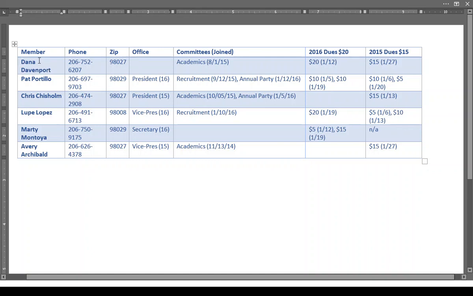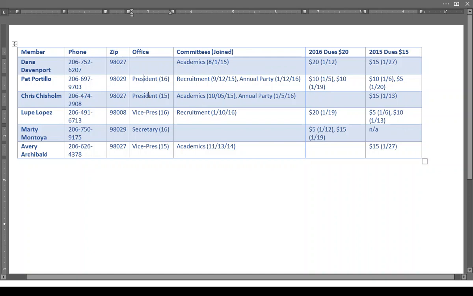As we're looking through this data, we have a member name, great. We have a phone number. We have a zip code of where they live. We have an office. Well, that's kind of interesting. Notice that this person was a president, and what does the 16 mean? You might ask them, oh, that's 2016. Pat was a president in 2016, whereas Chris was the president in 2015. Ah, well, this data looks like maybe it represents a separate entity, right?